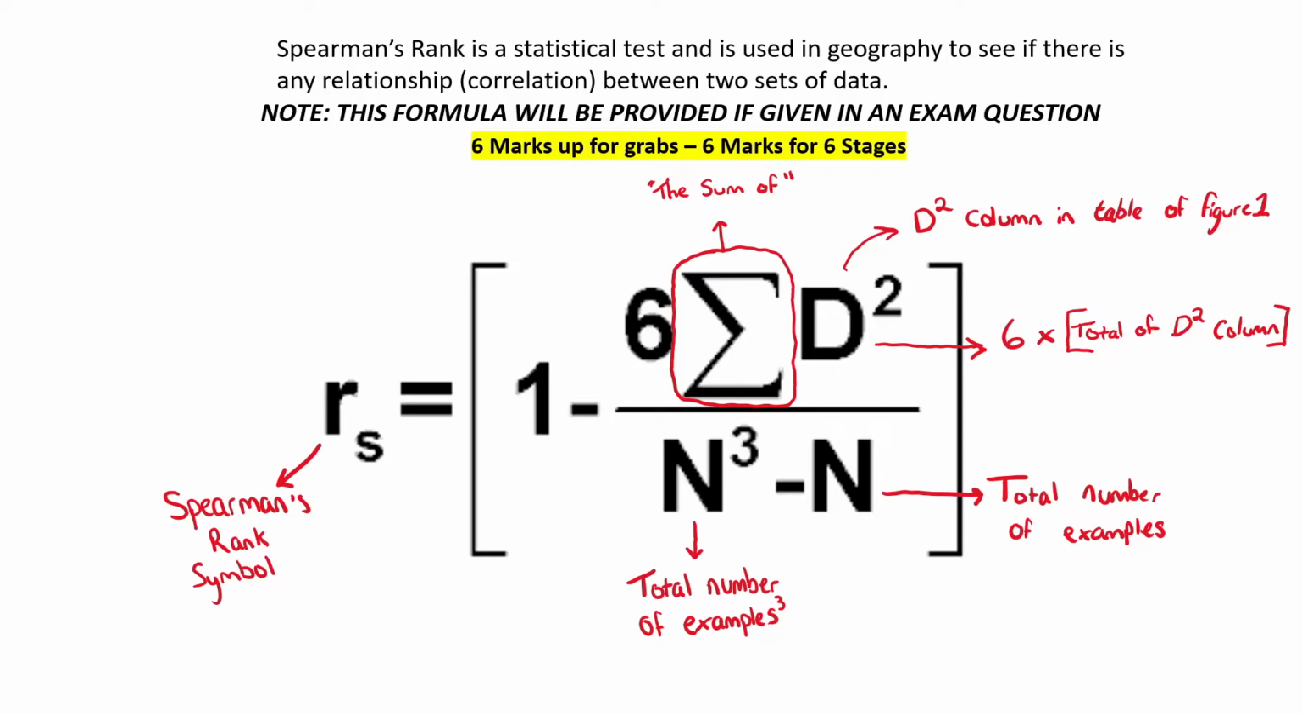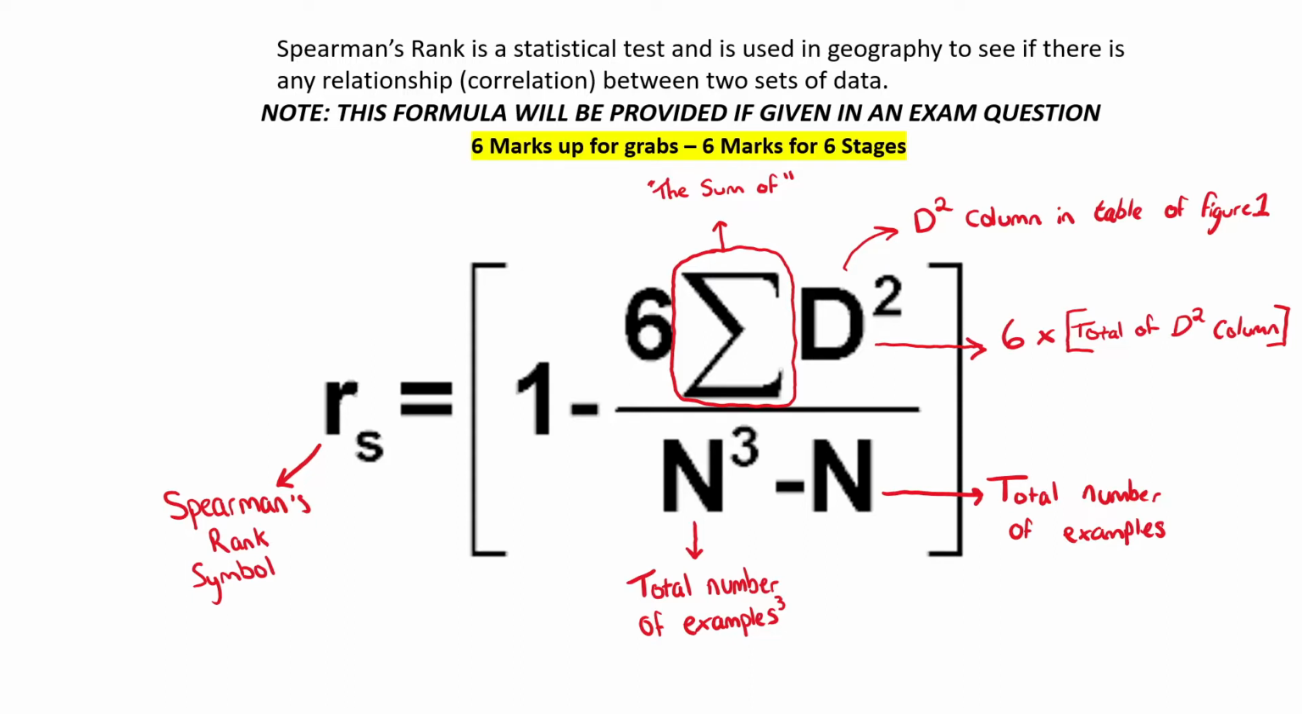Now note that this formula will be provided if given in an exam question, and it's normally worth around 6 marks, so I've broken it up into 6 stages, so you get a mark for each stage. So what I've tried to do here is break up the equation for you. RS is just Spearman's rank as a symbol, and then we've got 1 minus 6 times the sum of d squared over n cubed minus n.